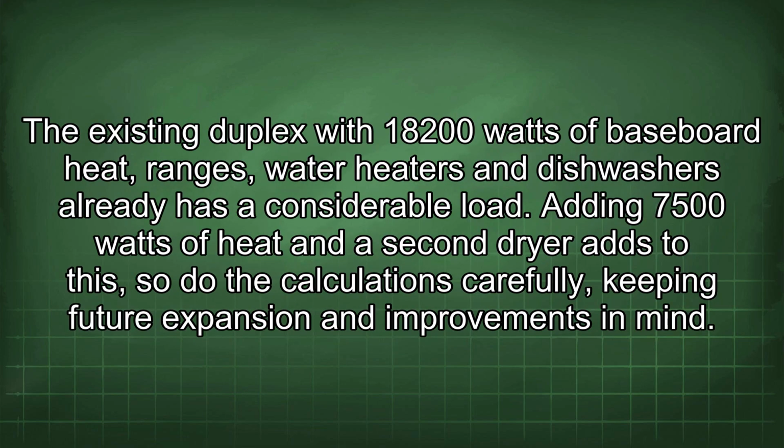The existing duplex with 18,200 watts of baseboard heat, ranges, water heaters, and dishwashers already has a considerable load. Adding 7,500 watts of heat and a second dryer adds to this, so do the calculations carefully, keeping future expansion and improvements in mind.